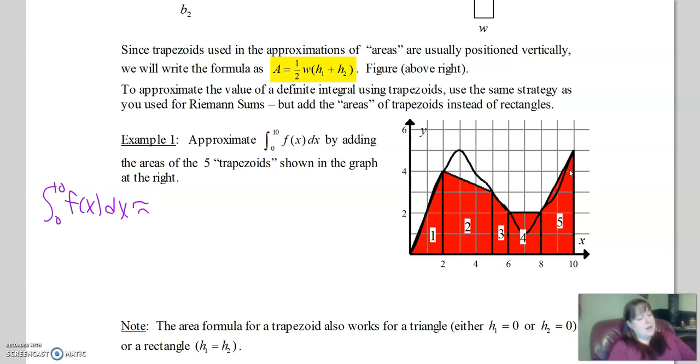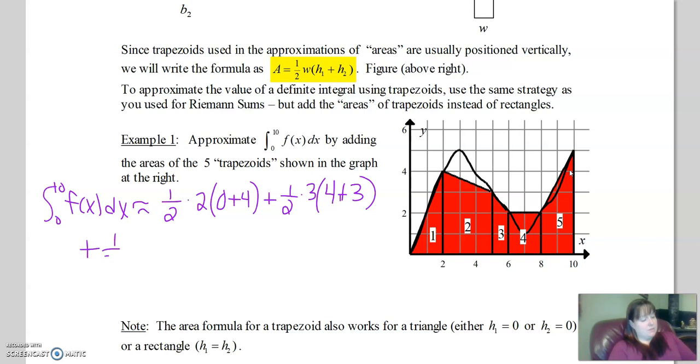Well, let's start. So we have the very first trapezoid. The area of the very first trapezoid would be 1 half times the width, which is 2, times height 1, which is 0, plus height 2, which is 4. So that's the very first one. And we add it to the next one, 1 half times 3 times 4 plus 3. Plus 1 half times the width of that trapezoid, which is just 1, and height 1 is 3, and height 2 is 2.